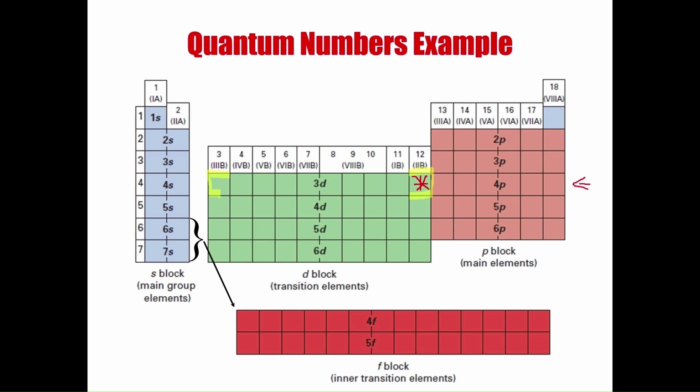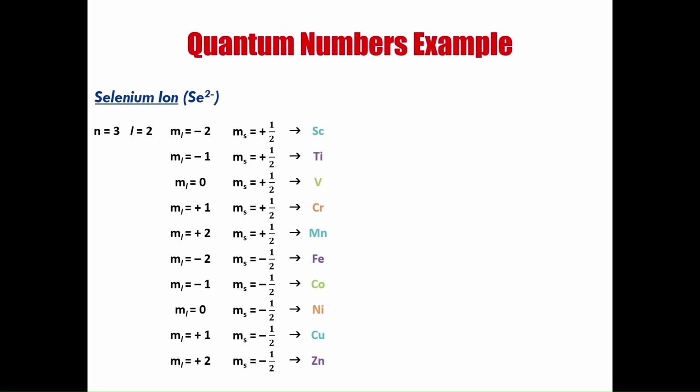We jump from the third energy level back to the fourth energy level. And so we've done this now twice. We've jumped from the 3p to the 4s, and then from the 4s to the 3d, and now we're going to jump back to the 4p. Here we have the completed d orbitals for the third energy level. Now I'm going to jump back to the fourth energy level to complete the p orbitals.